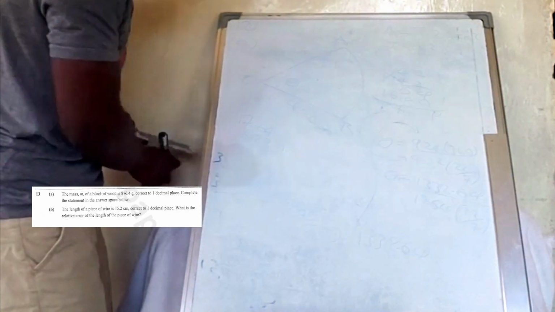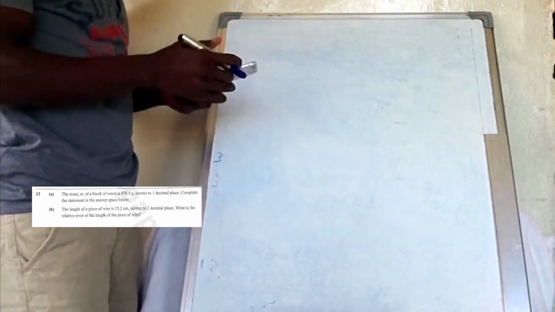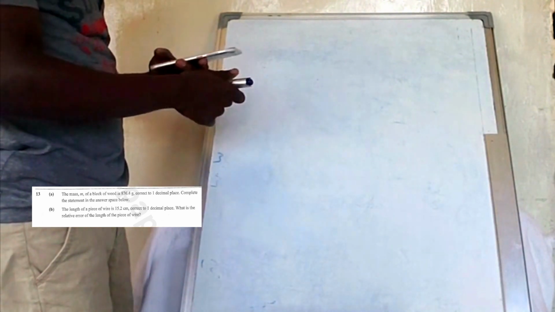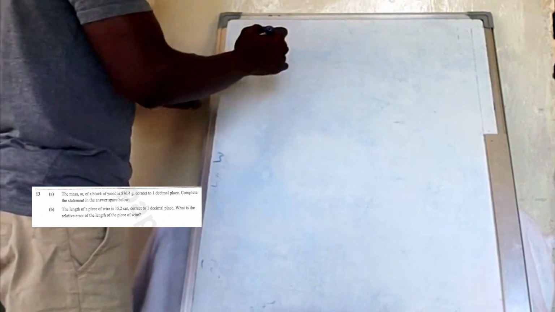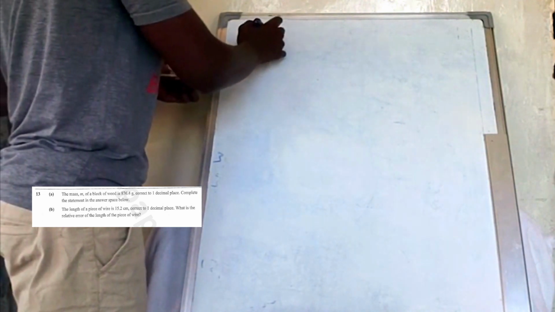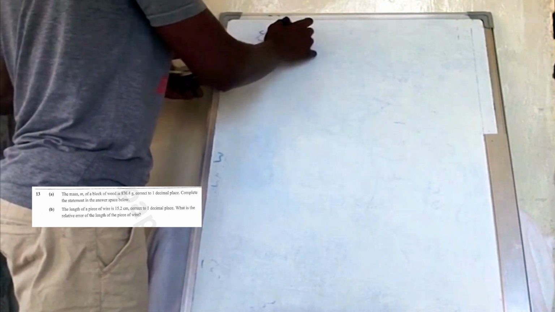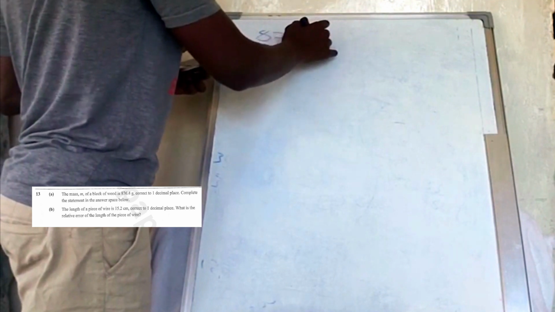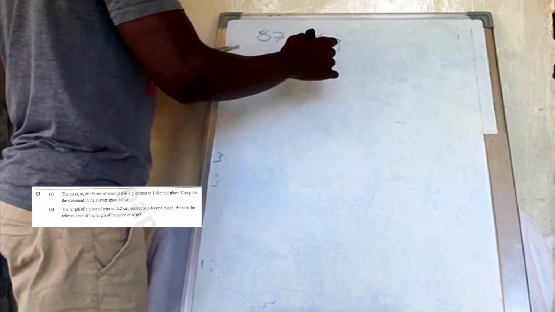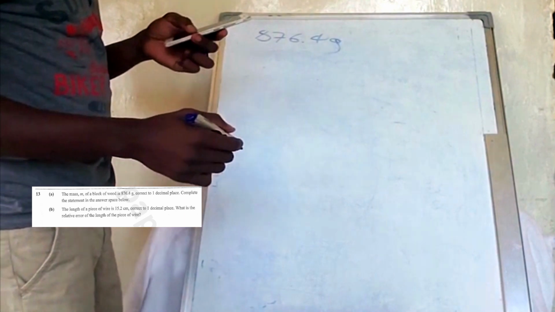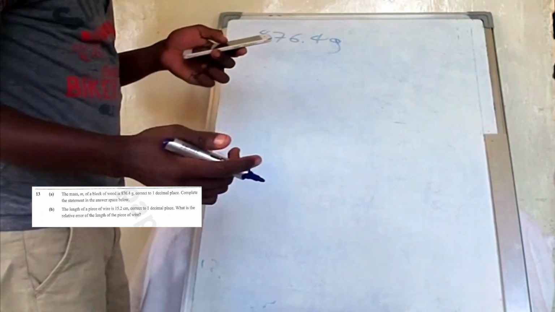13. Move on to question 13. Question 13 says, the mass of a block of wood is 876.4 grams, correct to 1 decimal place. Complete the statement in the answer space below.